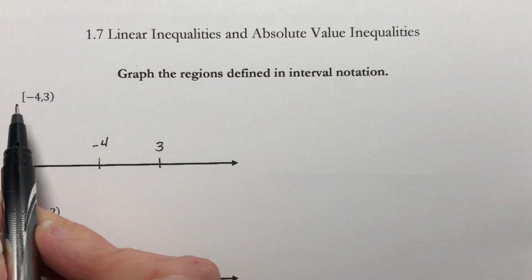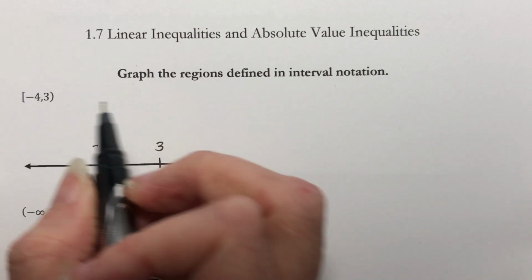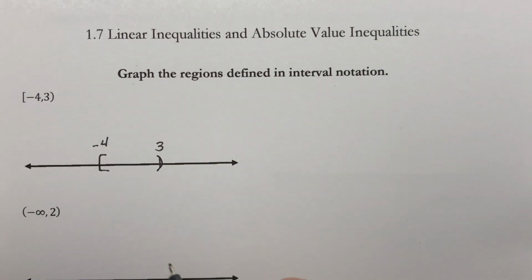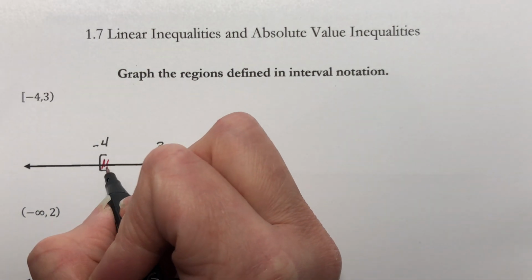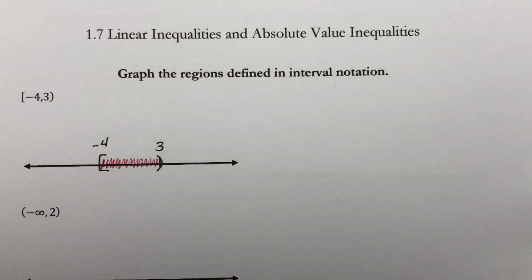And then a bracket, we put a bracket here. And this one has parentheses, so we use parentheses here. And then we shade between the two values. If you have an inequality, you will be graphing in some way and you will be shading in some way, okay?